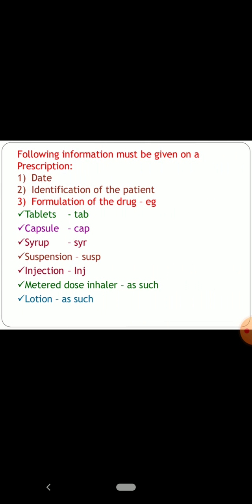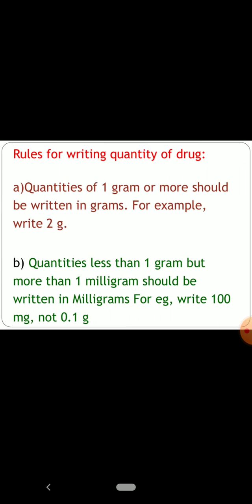The following information must be given on a prescription, which is most important: the date, identification of the patient, formulation of the drug. For example, tablets are written as tab, capsule as cap, syrup as SYR, suspension as SUSP, injection as INJ, metered dose inhaler as such, and the lotion as such.